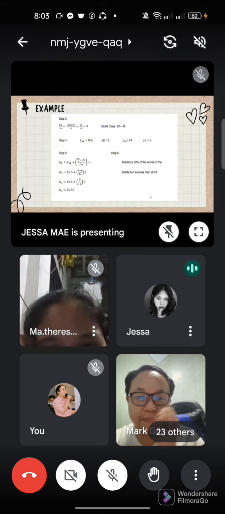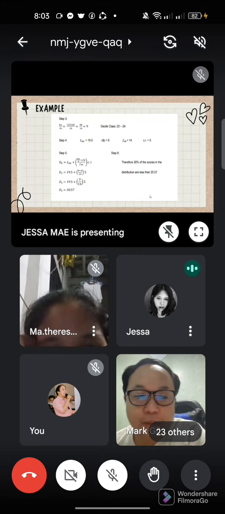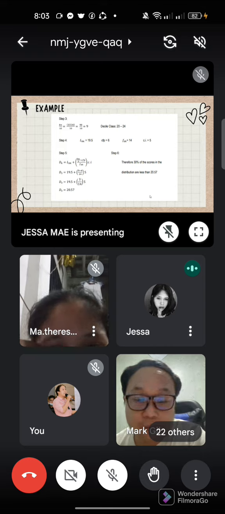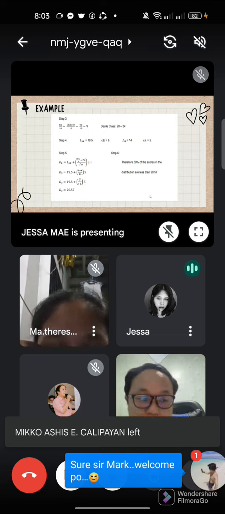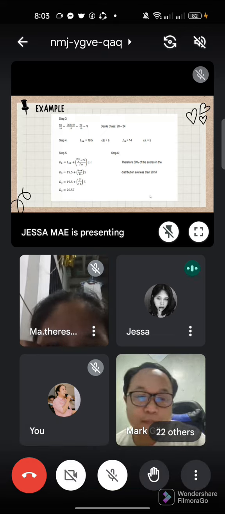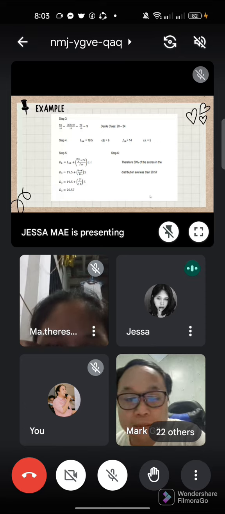Next is decile 3 is equal to 19.5 plus 9 minus 6, we have 3. Copy the denominator, which is 14, times 5. Ang una natin gagawin, 3 divided by 14, ito times natin sa value ng ating class interval, which is 5. Pagkatapos nun, i-add natin yung 19.5, we have the decile value, which is 20.57.